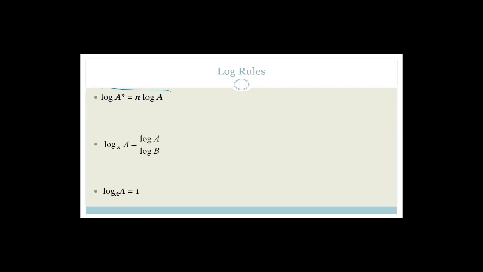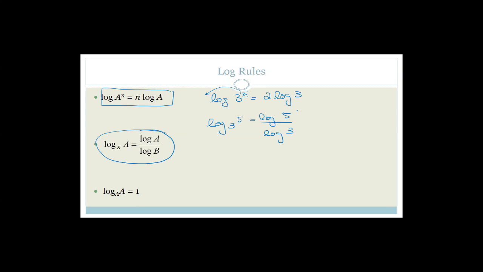Now, this I've actually just used. The law says that the log of, say, 3 squared is equal to, what happens is this 2 goes to the front and it becomes 2 log 3. Also, this one we use quite often. If you have log, I don't know, 5 base 3, that can be written as log 5 over log 3. And that's an important one because sometimes, especially in finance, you might have an expression that says log 5 base 3 is equal to x.